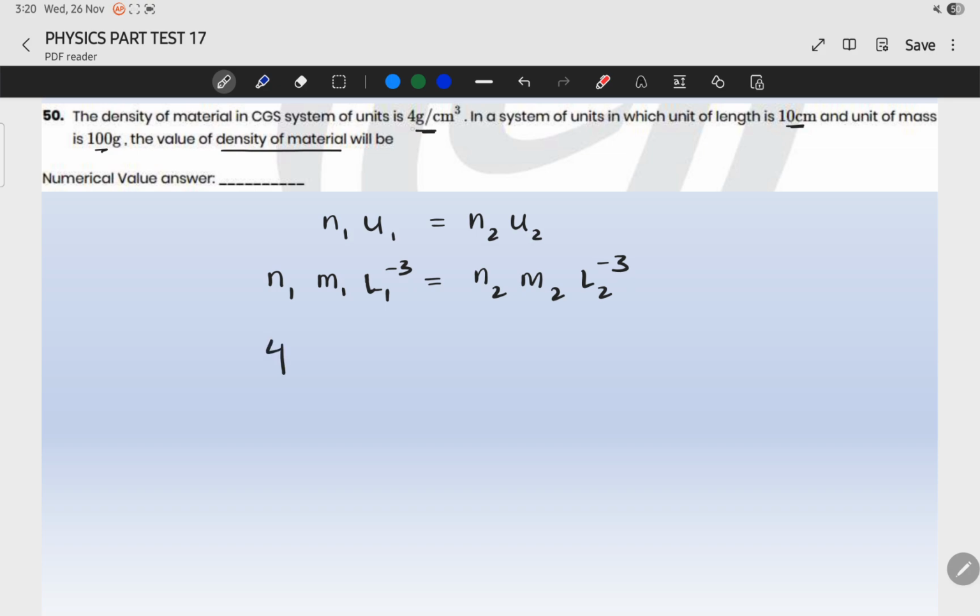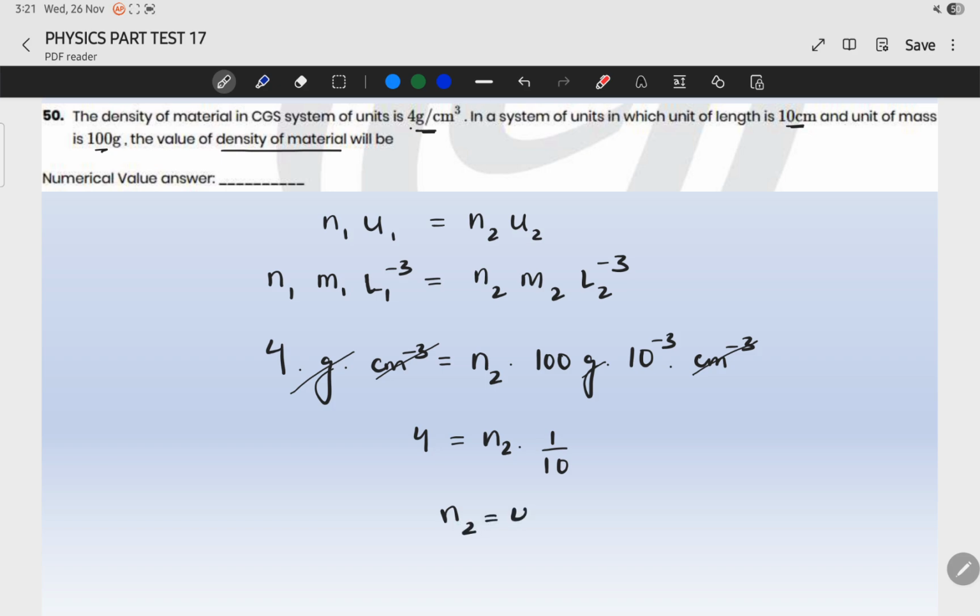n1 is 4 because we have 4 gram per centimeter cube. M1 is gram, L1 is centimeter, equal to n2, which we have to find. M2 is 100 gram and L2 is 10 centimeter. So we'll get 10 to the power minus 3 centimeter to the power minus 3. So all the units will get cancelled. We'll get 4 is equal to n2 into 1 by 10. So n2 is equal to 40.